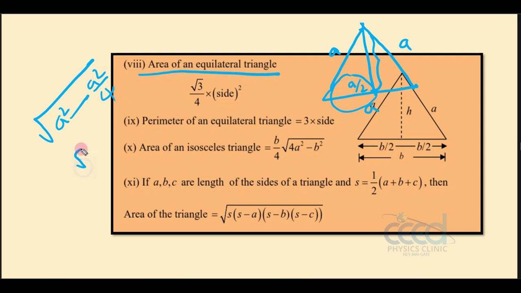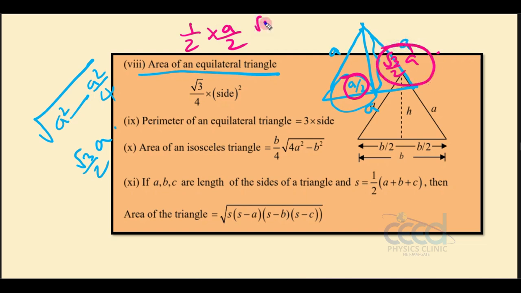Then what can I write? This is root 3 by 2 a. Then what is this height? I can use another color. That is root 3 by 2 a. Now what is the area of one triangle? Half into base into height. What is the base? A by 2, into what is the height? Root 3 by 2 a. Right. Then what I can write? Root 3 by 4 a squared.